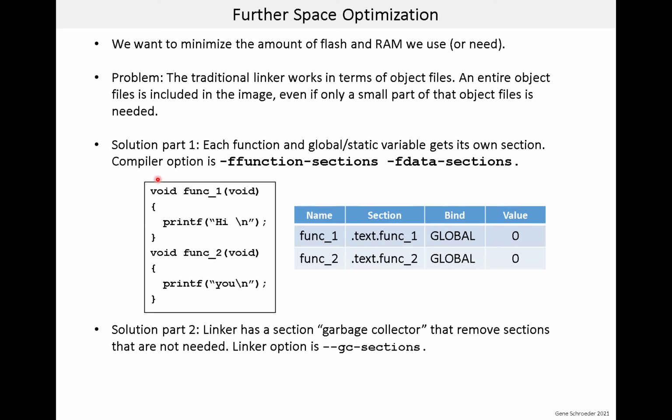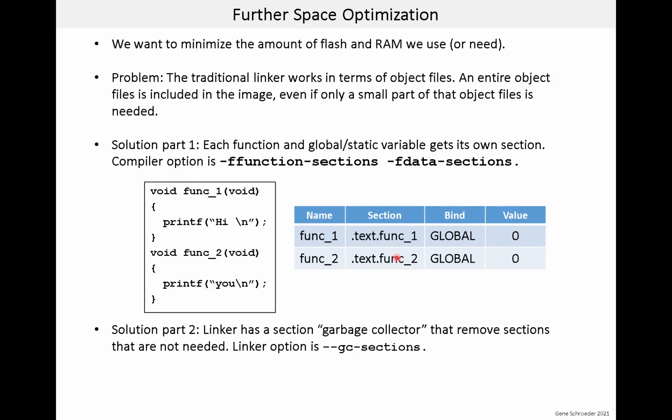So in this example, we have a file with two functions, func1 and func2. And if we look at the symbol table, we'll notice that func1 is put into section .text.func_1, and func2 is put into this section. So both symbols are global. They both have a value of 0. This is the offset within the section, and they will both have a 0 offset from the beginning of their own section. The key, though, is different sections, different text sections.